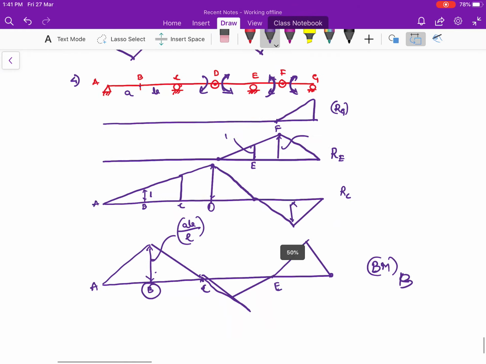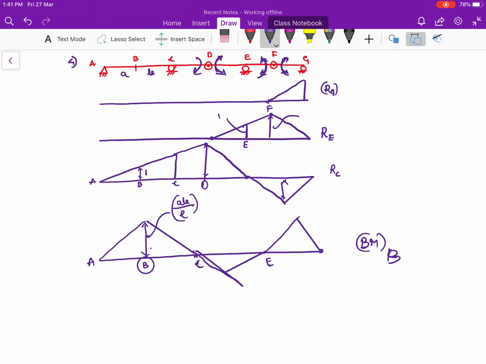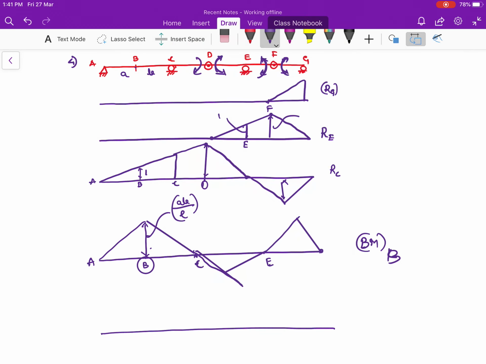Then influence line diagram for a bending moment at a point C. How will you write? Yeah. At a point C. See, this is the point C. It comes like this. Then at a point E, it ends here. Then this is the point F and point G.